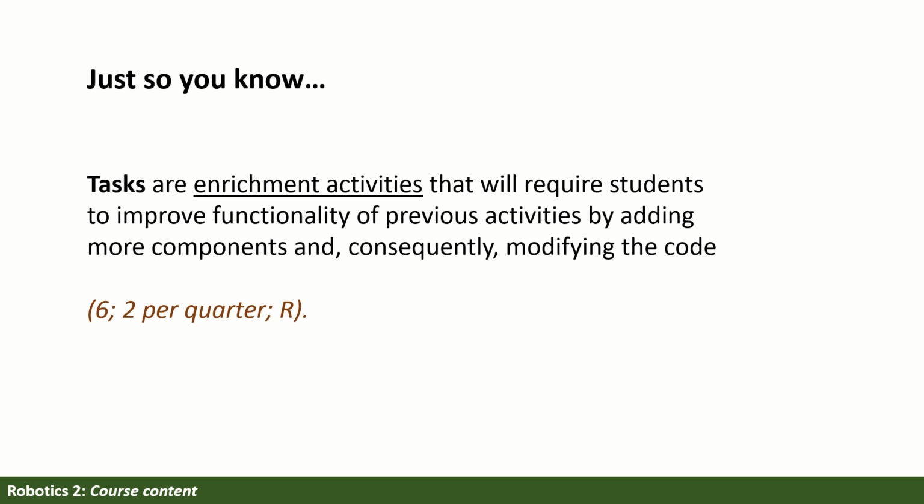There are 6 in total, but you only have to do 2 per quarter. That means you have some leeway or some choice. That's 3 available tasks for the servo motor and 3 for the LCD. You can choose which one you would drop. And these are also required tasks. Okay.